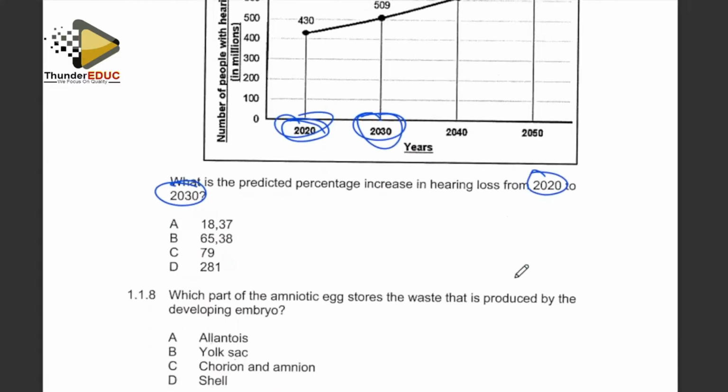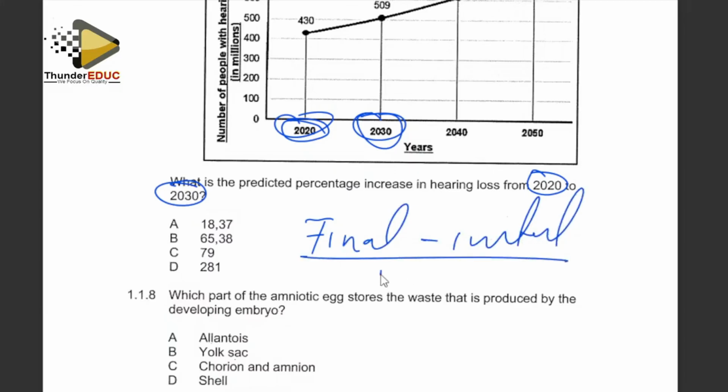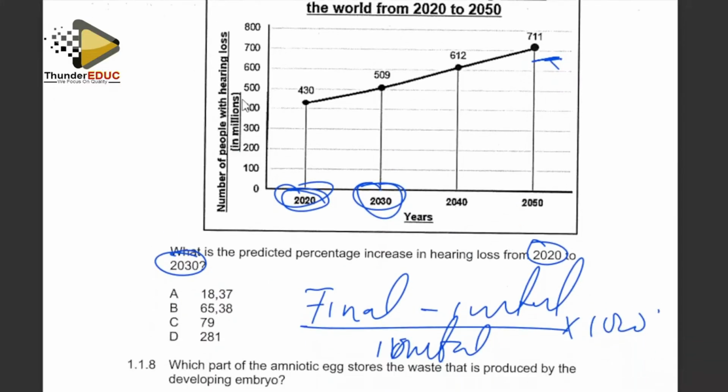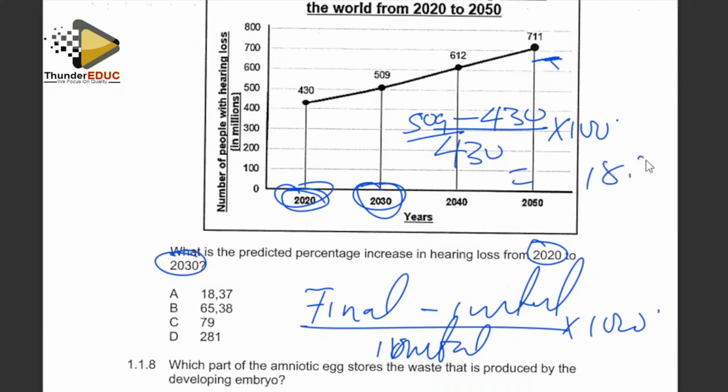Remember, percentage increase, we said it is final minus initial over initial times 100. And remember that it can even be more than 100%. So I'm going to say that final, which is 509, minus the initial, which is 430, divided by the initial 430, times 100. When I calculate here on my calculator, it gives me 18.37. So I look for that, which is A. A becomes the most correct answer.